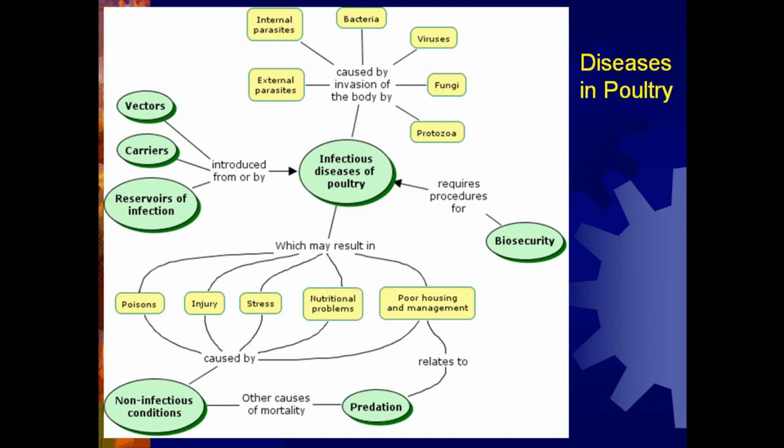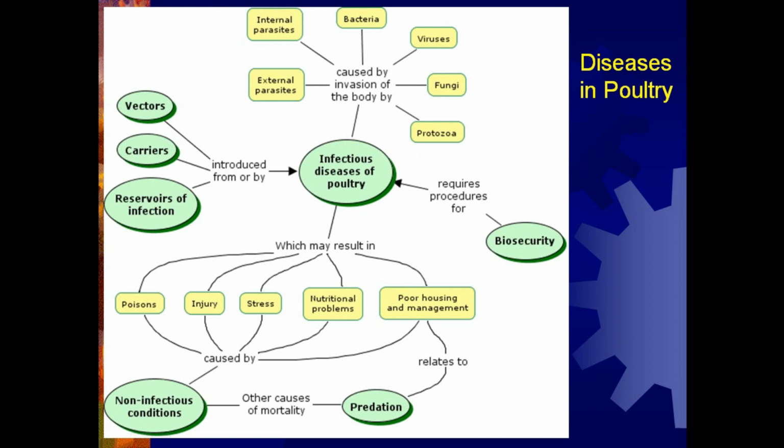So, okay, this is the summary of the diseases in poultry. For example, carriers that carry the disease, or reservoirs of infection, can cause infectious diseases. And then all the diseases are caused by infections of the body tissue due to these infectious agents. Therefore, for infectious disease, we have to apply strict biosecurity.